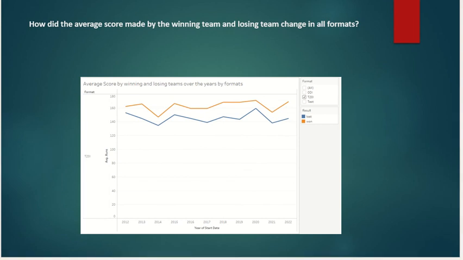The next research question is, how did the average score made by the winning team and the losing team change in all formats over the years? In this graph, for this particular T20 format, we can see that there is not much increment in the scores made by the winning teams over the years, and this trend is similar for the losing teams.